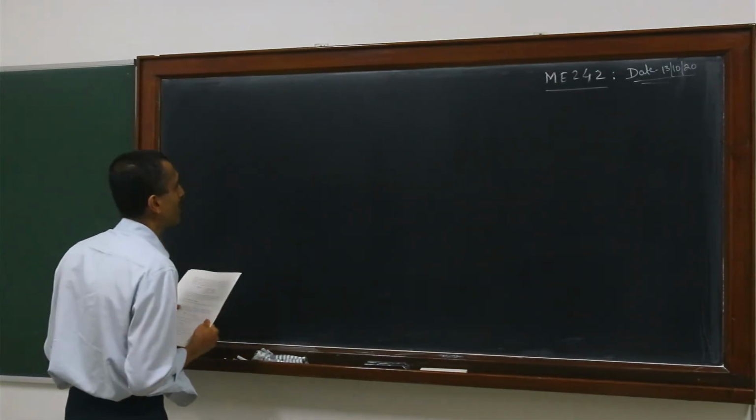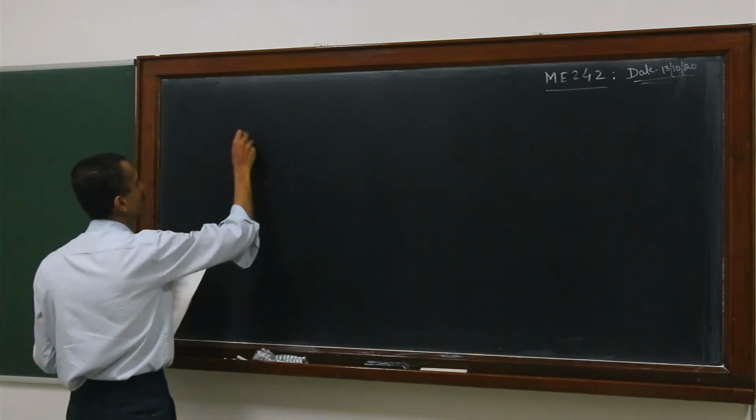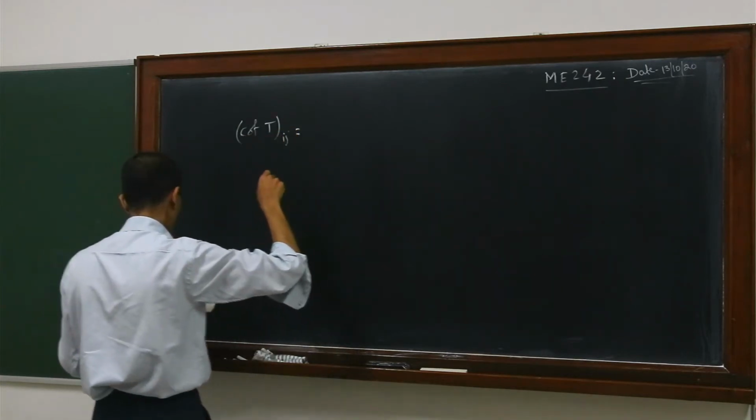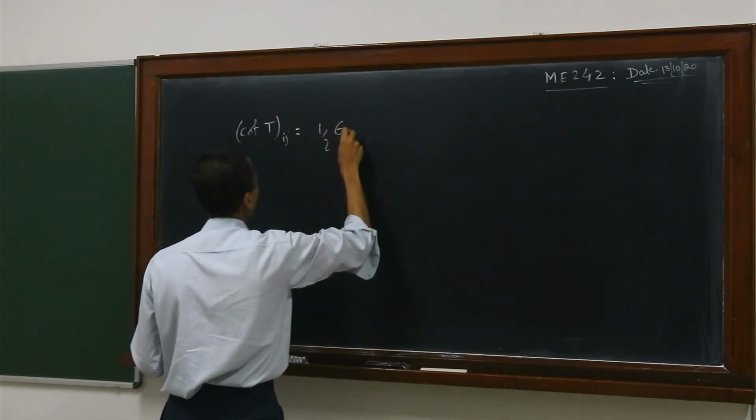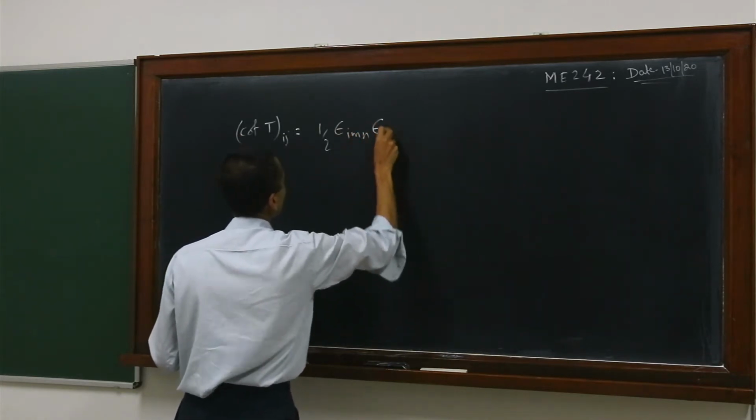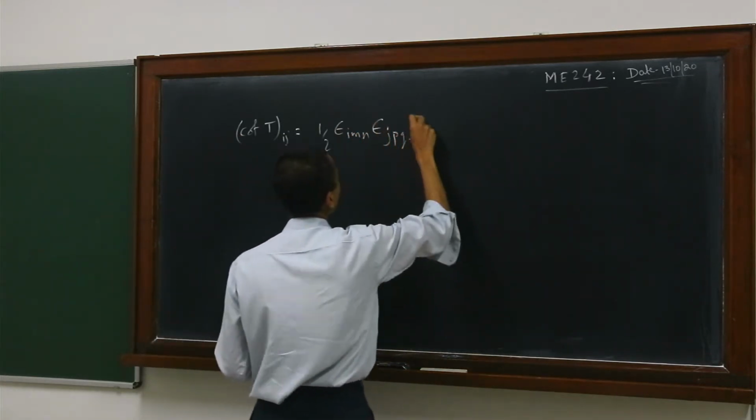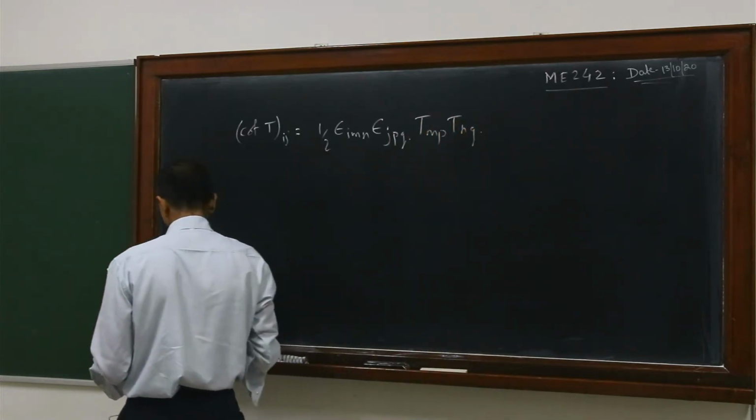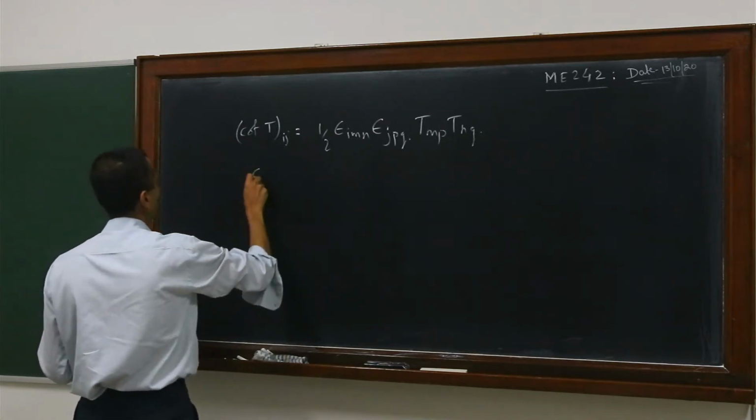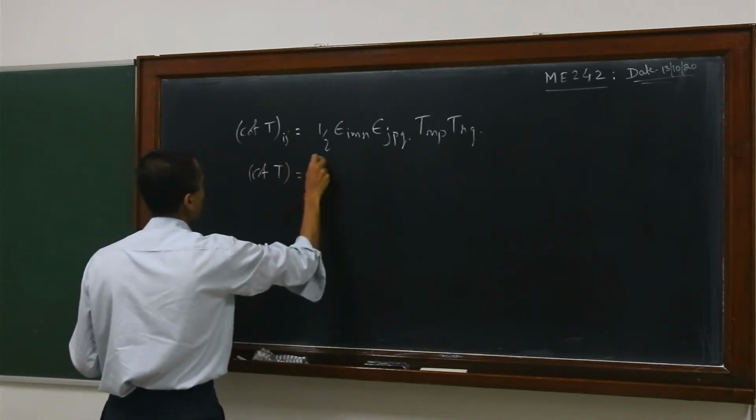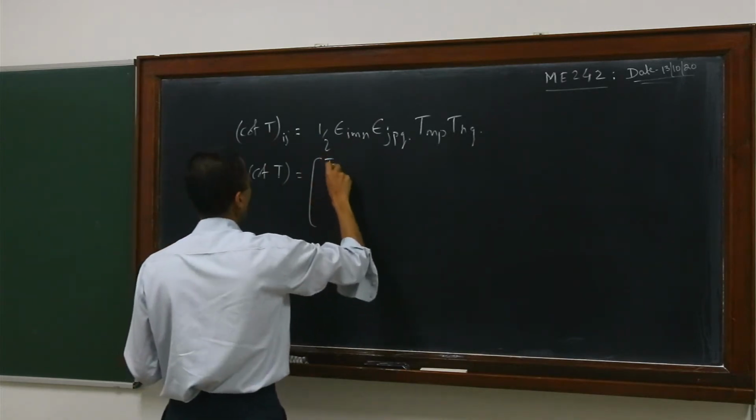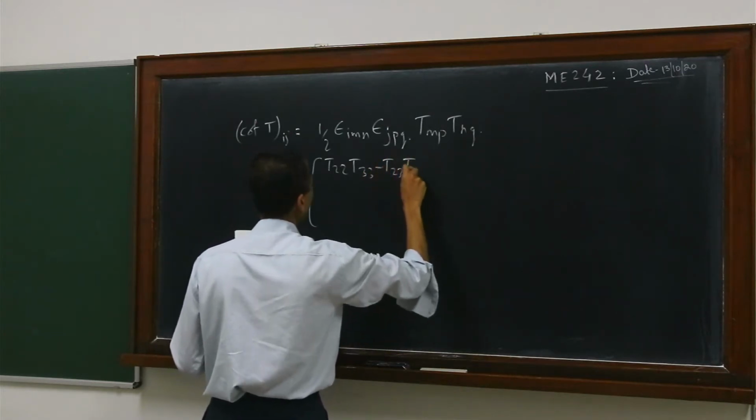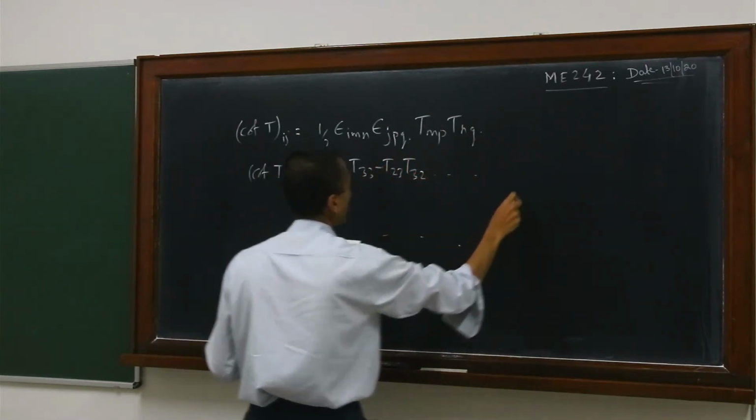Last time we defined this cofactor of a tensor. So cofactor T_ij is equal to half of epsilon_imn epsilon_jpq T_mp T_nq. And I also wrote some of the elements of this cofactor T. So this cofactor T matrix looks something like this. So this is T22 T33 minus T23 T32, and so on.